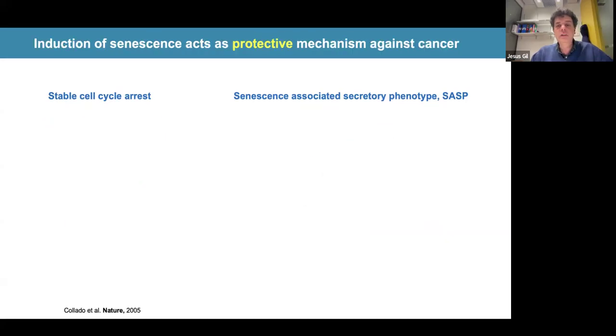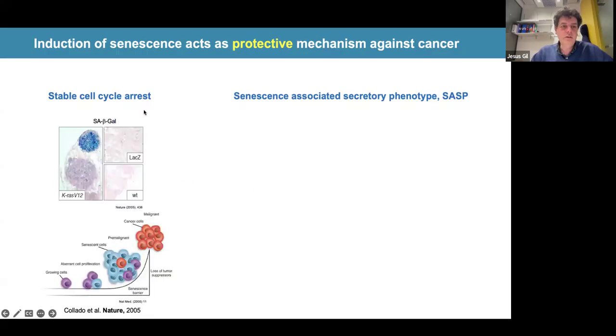For example, in the context of cancer, we know that senescence is itself a protective response that limits cancer initiation and also dictates some of the responses to therapy. And this is both because of the stable cell cycle arrest. So this stable cell cycle arrest is an intrinsic response that makes cells that, for example, have oncogenic mutations, instead of continuing to proliferate, become arrested.